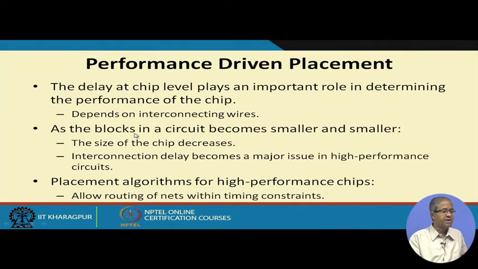Now, as the blocks become smaller and smaller, blocks mean the transistors, you can say the transistors are becoming smaller, the chips are also becoming smaller. So, now interconnection delay has become a major issue, because now the gate delays and the interconnection delays are almost becoming comparable. So, earlier the gate delays were much larger, so you could afford to ignore the interconnection delay, but now you cannot, right. So, for high performance circuits and chips, the placement algorithms will allow interconnection of the nets where some timing constraints may be there. I can say that you route in such a way that your maximum delay should not exceed some delta value, okay, that can be specified by the user.